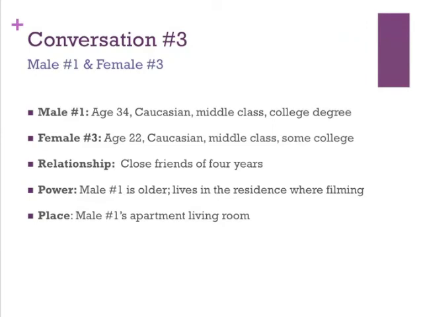Conversation number 3. Male number 1 and female number 3. Male number 1 is age 34, Caucasian, middle class with a college degree. Female number 3 is age 22, Caucasian, middle class with some college. Their relationship is that they are close friends of 4 years. Male number 1 is older and lives in the residence of filming, giving him a little bit more power, and the place is his apartment living room.